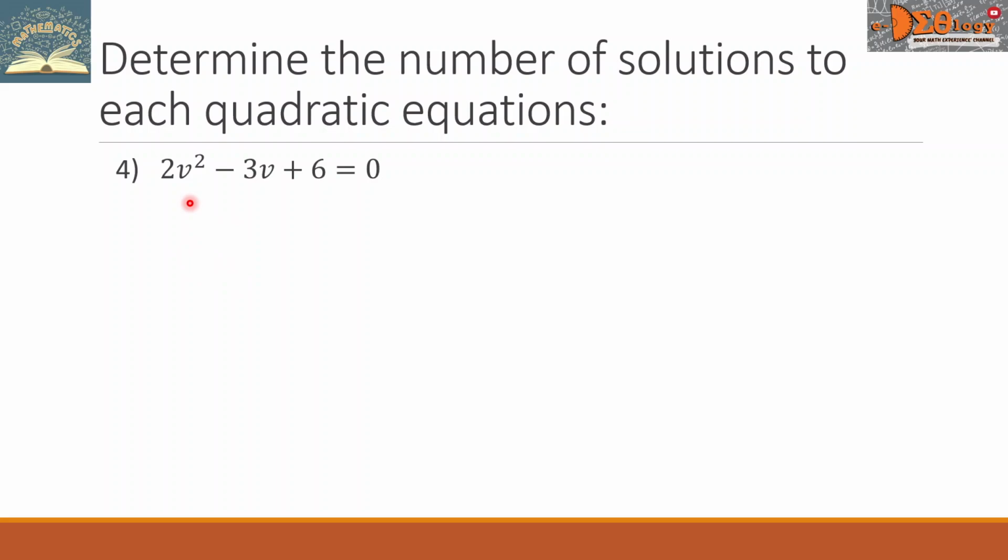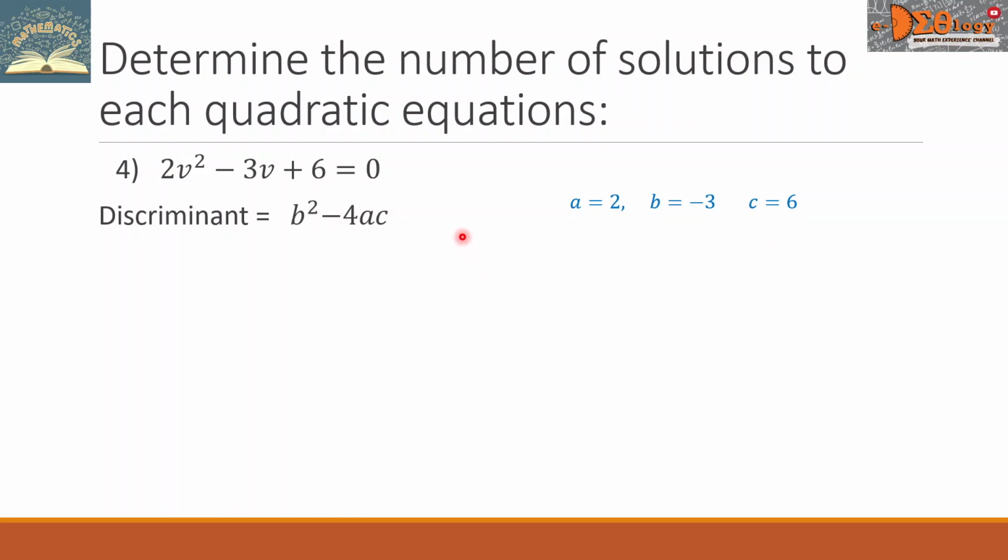Example 4. The equation is 2v squared minus 3v plus 6 equals 0. Notice that the right side equals 0, so this is in standard form. That means we can collect the values a, b, and c respectively. The a is the coefficient of v squared, so we write a equals 2. B is the coefficient of this middle term, so negative 3. And the c is the constant 6.